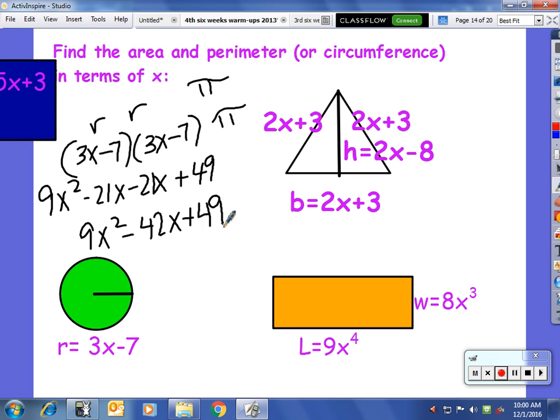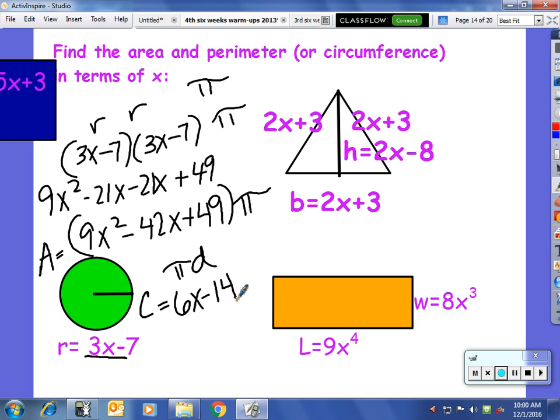And I want to multiply all of that by pi, so I have to put it in parentheses. Has to be in parentheses and then a pi. Okay, and then the circumference of this circle is pi times d. Well, I didn't tell you the diameter. I told you the radius. So you're going to have to double that. You would get 6x minus 14. And again, all of that is supposed to get multiplied by pi.